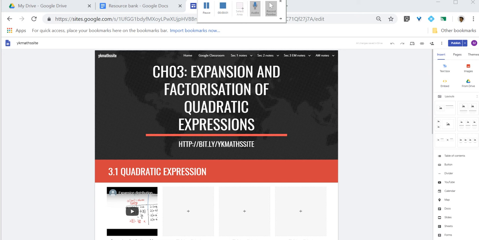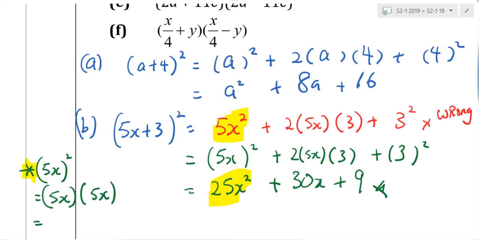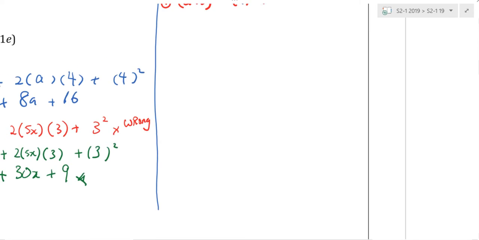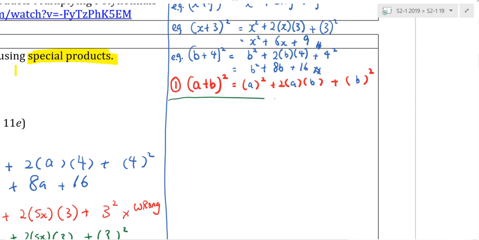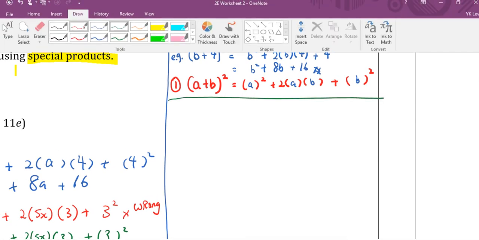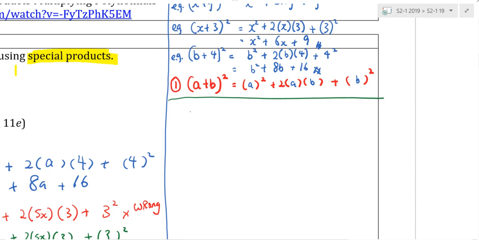Now we are done with the first product. The second product is easier. So let's look at the second special product. The second special product is this. What happens when I have (a minus b) squared?